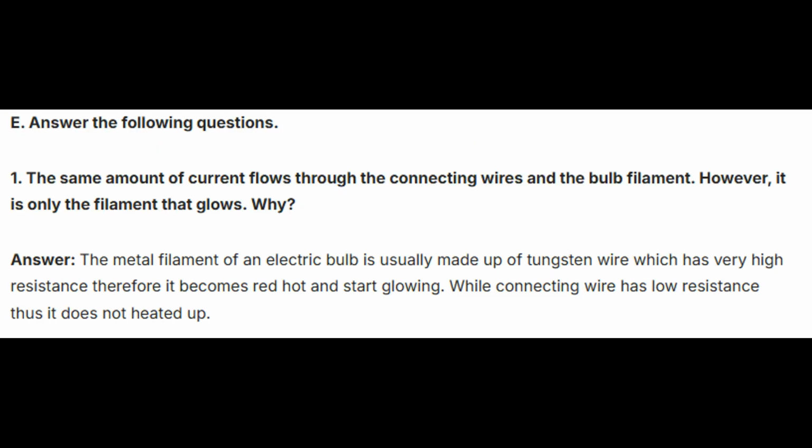E. Answer the following questions. First, the same amount of current flows through the connecting wires and the bulb filament. However, only the filament glows. Why? Answer. The metal filament of an electric bulb is usually made up of tungsten wire which has very high resistance. Therefore, it becomes red hot and starts glowing, while the connecting wire has low resistance, thus it does not heat up.